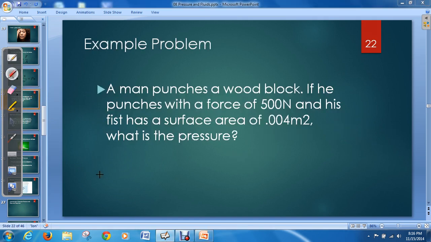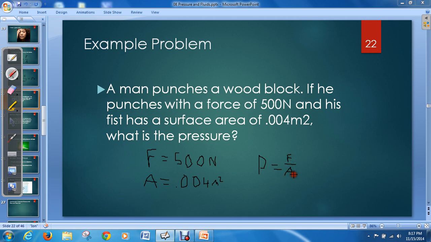Okay, so let's try one. Say, okay, so a man punches a wood block. If he punches with a force of 500 newtons and his fist has a surface area of 0.004 meters squared, what is the pressure? Okay, so they give us the force. Okay, it is 500 newtons. Okay, they give us the area, which is kind of small. Okay, it's 0.004 square meters or meters squared. Okay, we want to find the pressure. So we're going to plug it into pressure equals the force over the area.